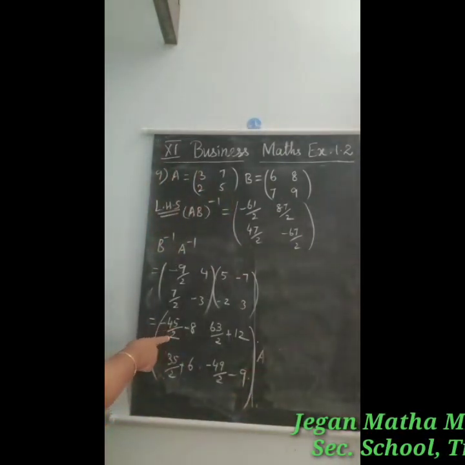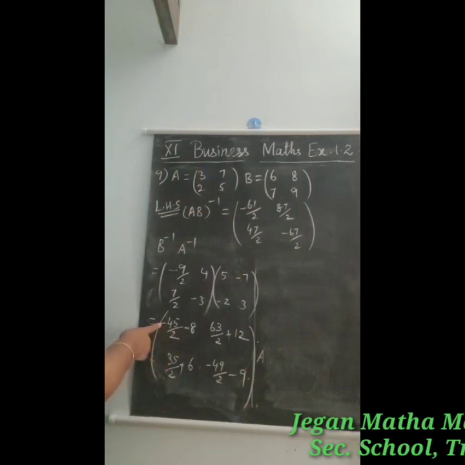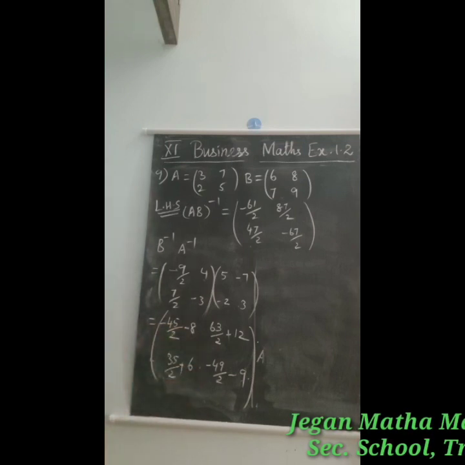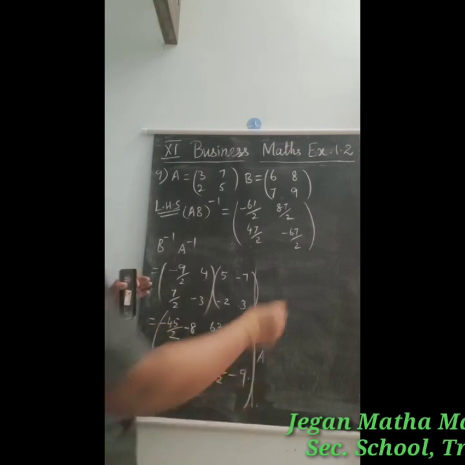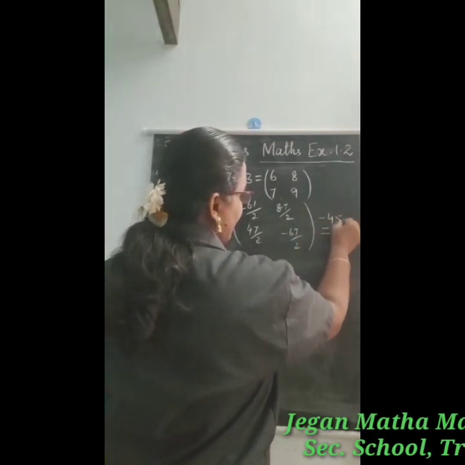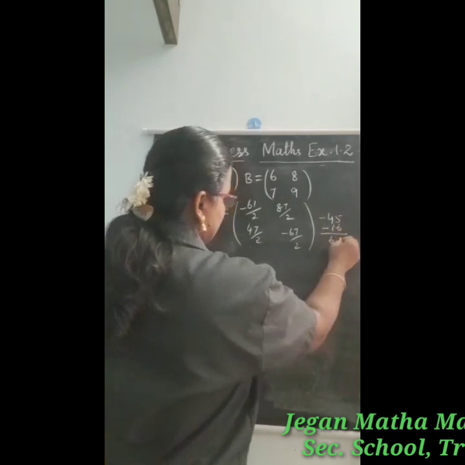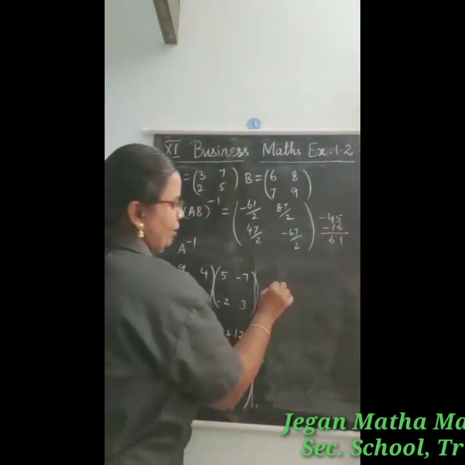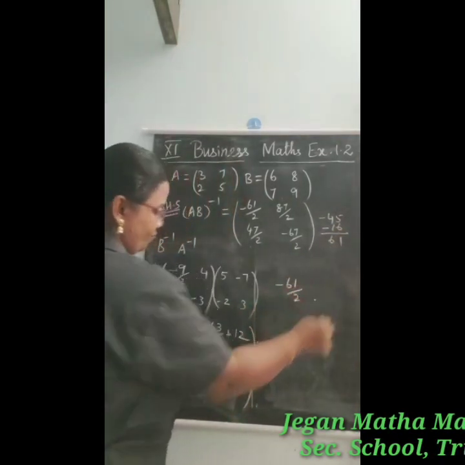Now, minus 45 by 2 minus 8. 2 is the LCM. So minus 45, here minus 16. So minus 45 minus 16, we have to add, that is 61. So minus 61 by 2.